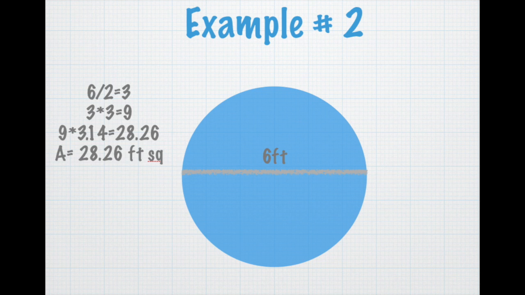For example 2, we have a circle here with a 6-foot diameter. The first thing we want to do is divide that diameter in half. So 6 divided by 2 is going to be 3. Then we're going to want to square our answer. So 3 times 3 is 9. Once we have 9, we're going to times that by pi. So 9 times 3.14, and we're going to get 28.26. So the area of this circle is 28.26 feet squared.